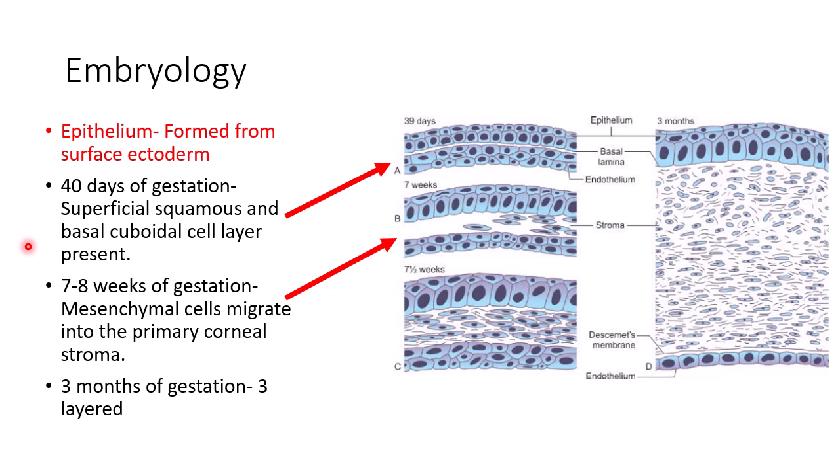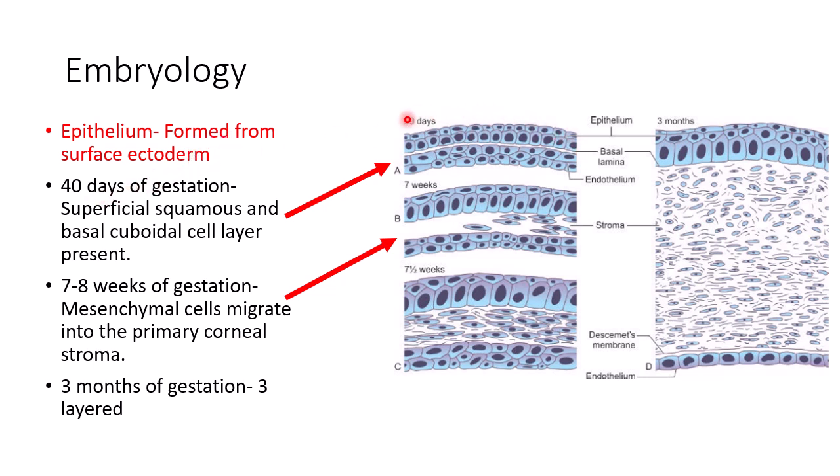Now, as you know, the eye is formed from the optic vesicle, which is a part of the forebrain. So, in the optic vesicle, several structures are developing from the neuroectoderm, mesoectoderm, as well as the surface ectoderm. All the three layers give rise to structures in the eyeball, along with the neural crest cells, which migrate to that area. So, epithelium is formed from the surface ectoderm.